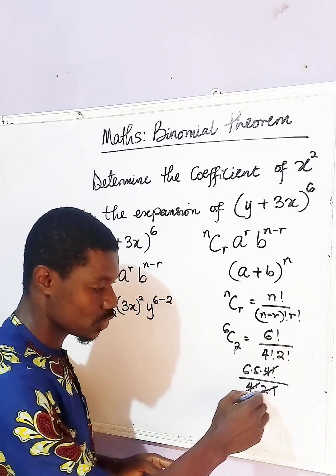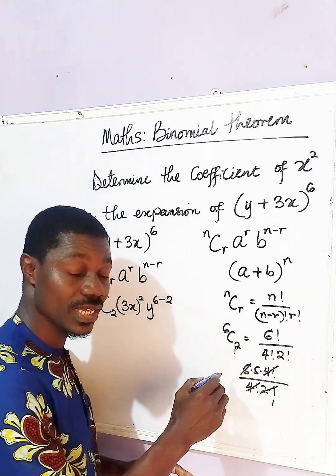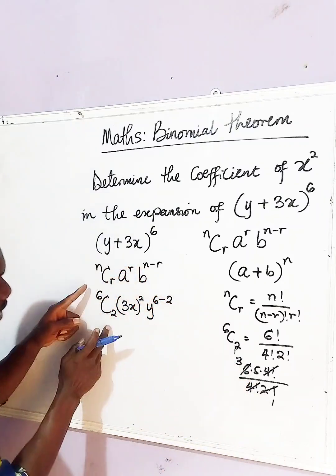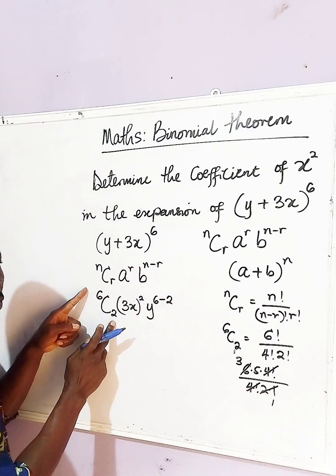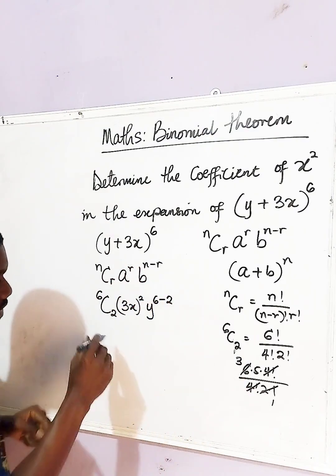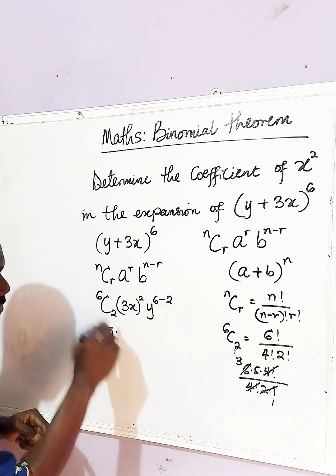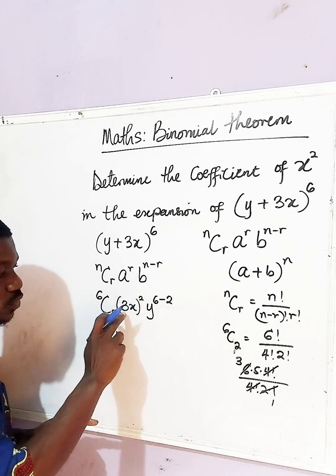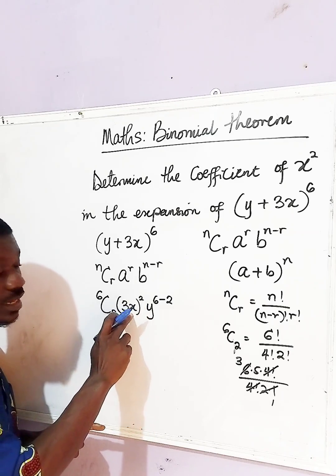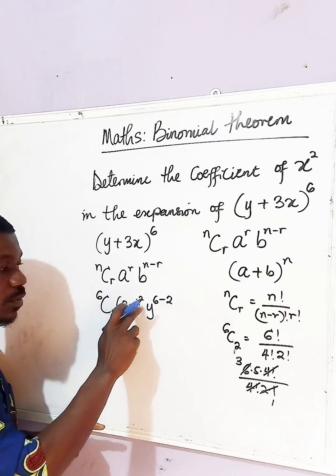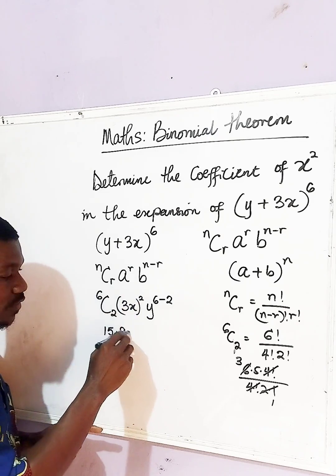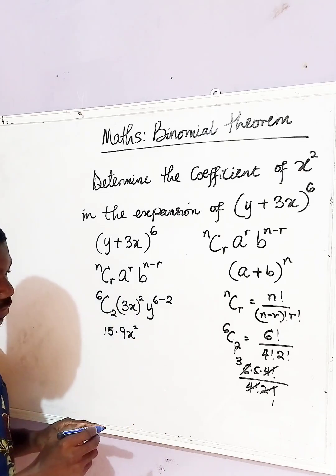So 2 in 6 will be 3, and we are left with 15, which means the whole of 6 combination 2 is 15. So here we have 15, then times. Now if you expand this, if you distribute the power 2 to the 2 terms in the parentheses, 3 raised to the power of 2 will give us 9. Then x raised to the power of 2 will give us x raised to the power of 2.